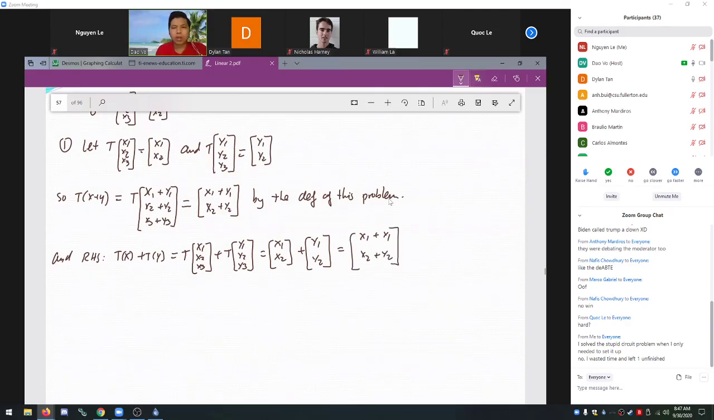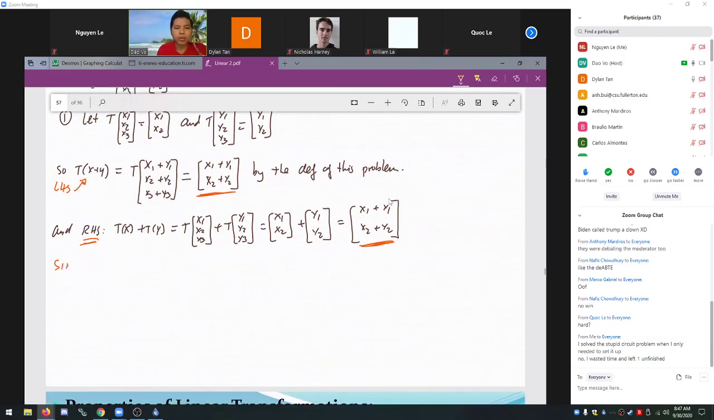Right. So now we can double check, right? So this is my left-hand side. So that's my left-hand side. The result we get is this. This is the right-hand side. The result we also get the same. So you can make that argument. So since the left-hand side equals the right-hand side, so it satisfies the addition condition.